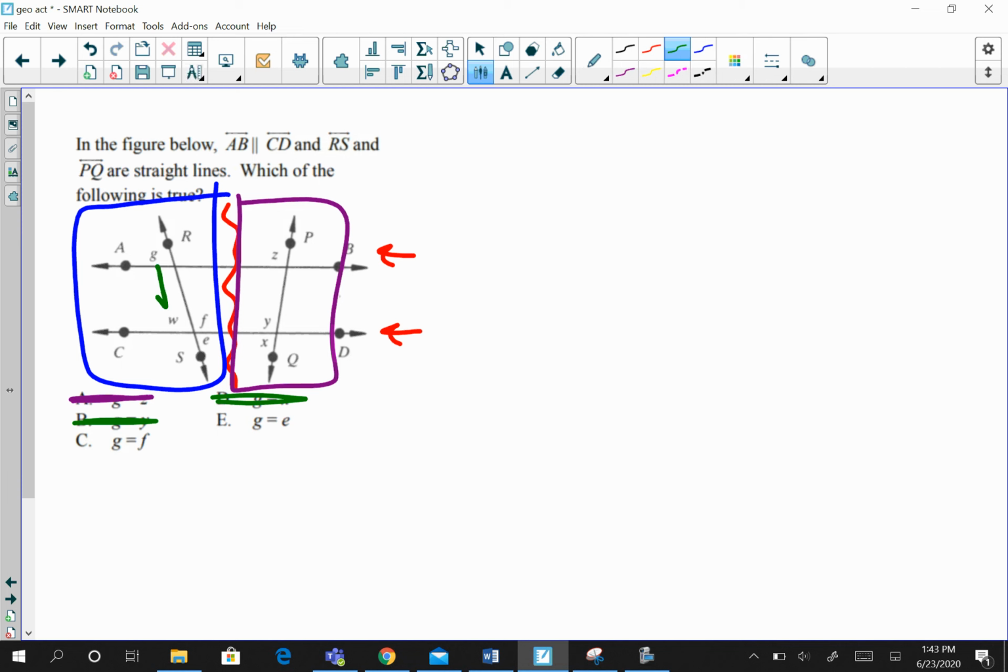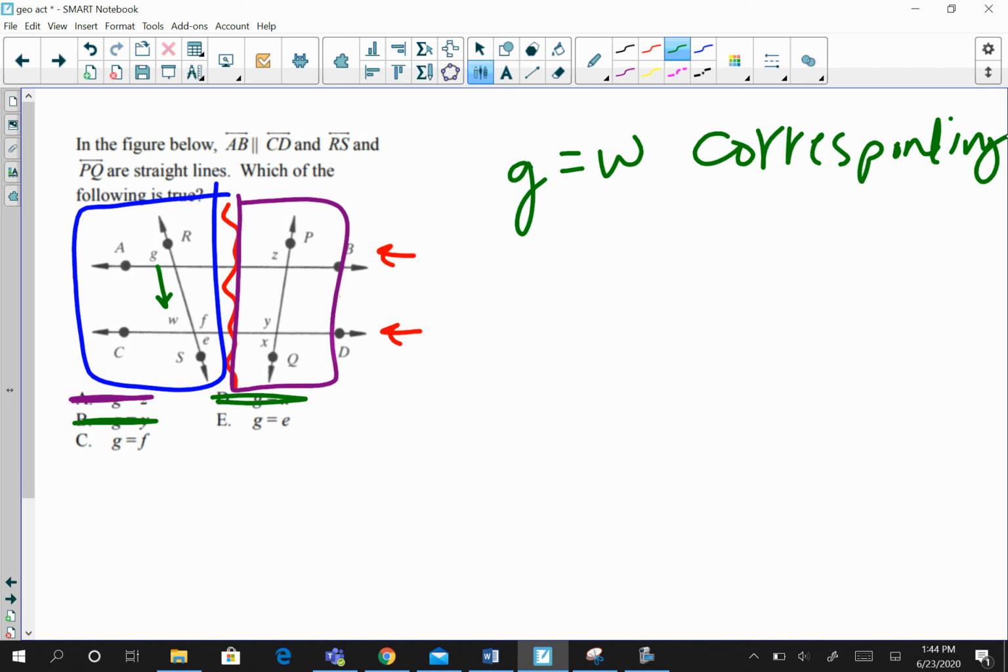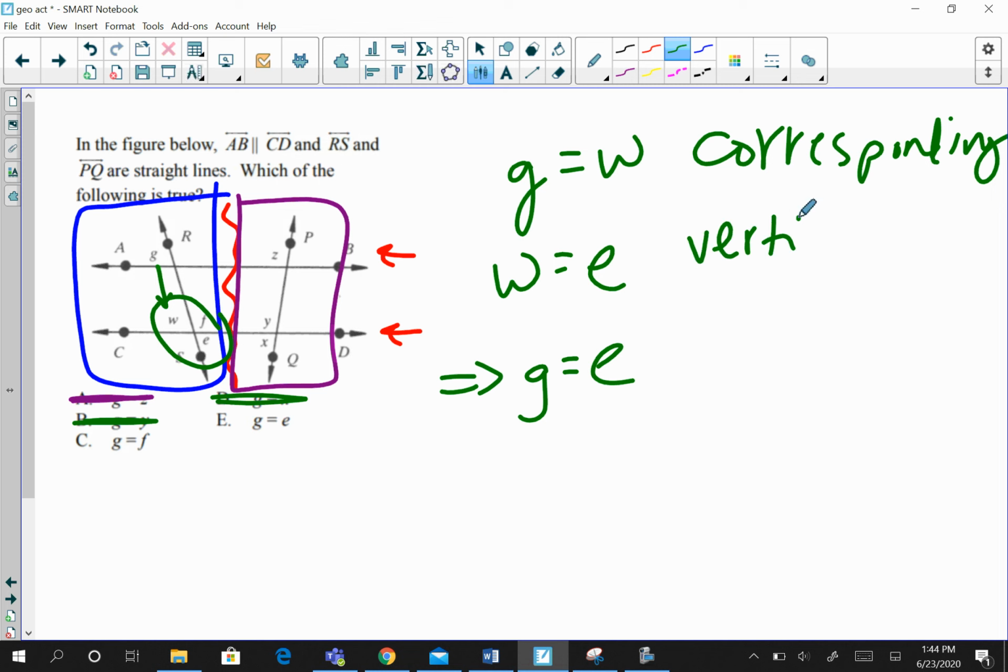G is going to be the same as W. That's because those are corresponding. Okay, so now can I make W and E the same? Because if G is equal to W and W is equal to E, then G is equal to E, and we found our true statement. So are W and E equal? Yes, they are. They are vertical angles. So therefore, that is our answer.